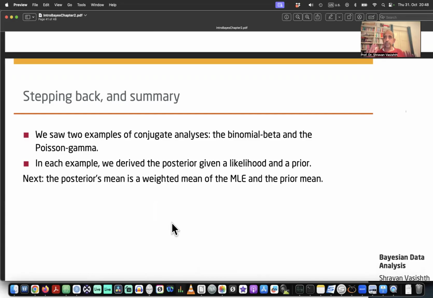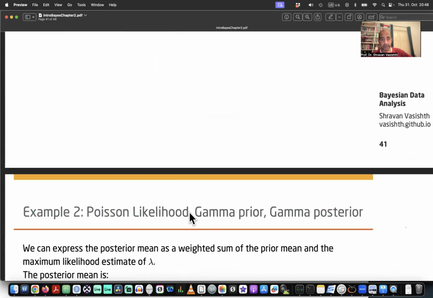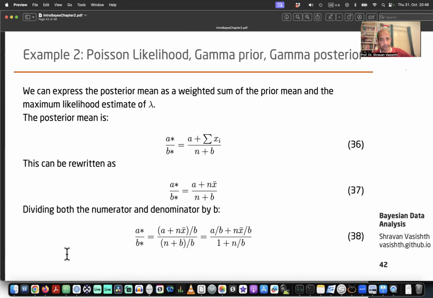Okay, so what we saw in chapter 2, or at least in my lecture, are 2 examples of conjugate cases, the beta binomial and Poisson gamma, right? And so the next point I want to make, the reason I actually showed you the Poisson gamma, is that I can show you a very cool demonstration of how the posterior mean in the Poisson gamma case is a weighted mean of the maximum likelihood estimate and the prior mean. Okay?